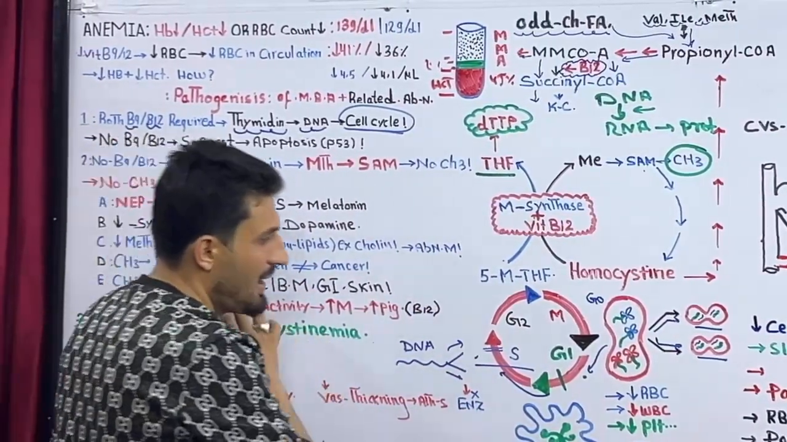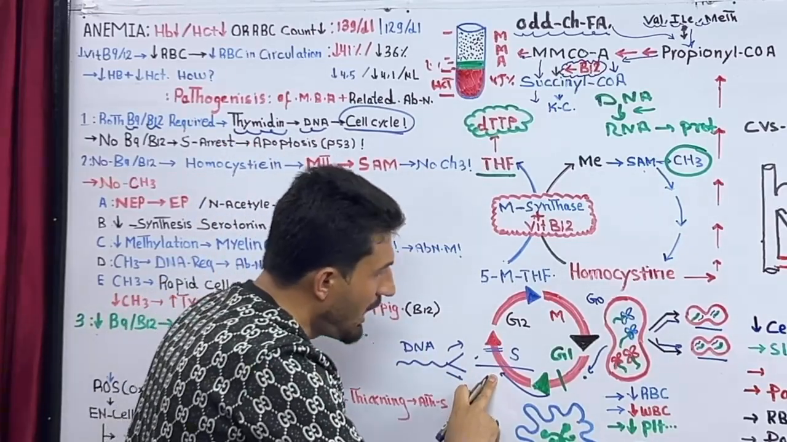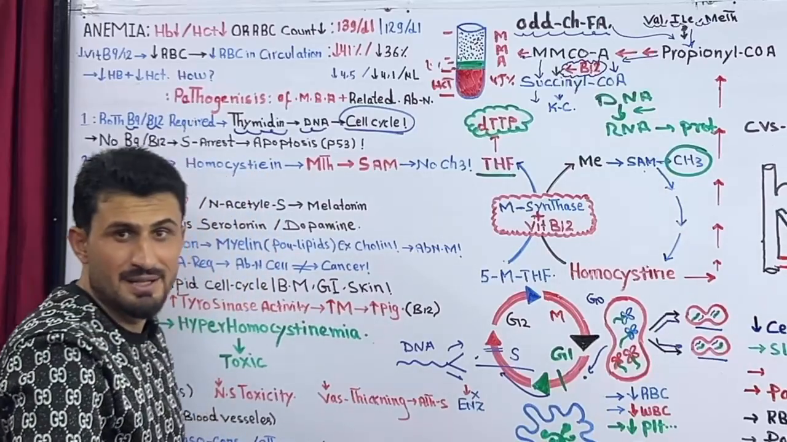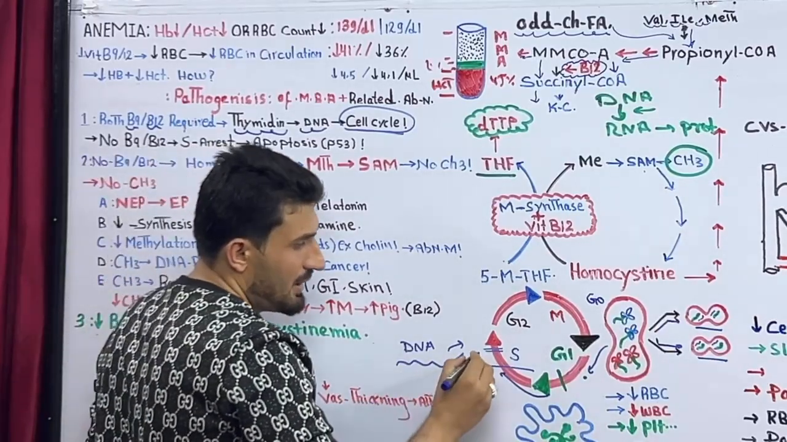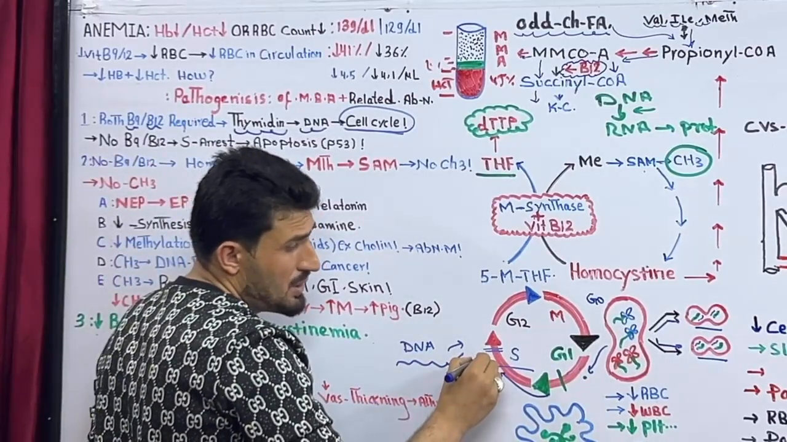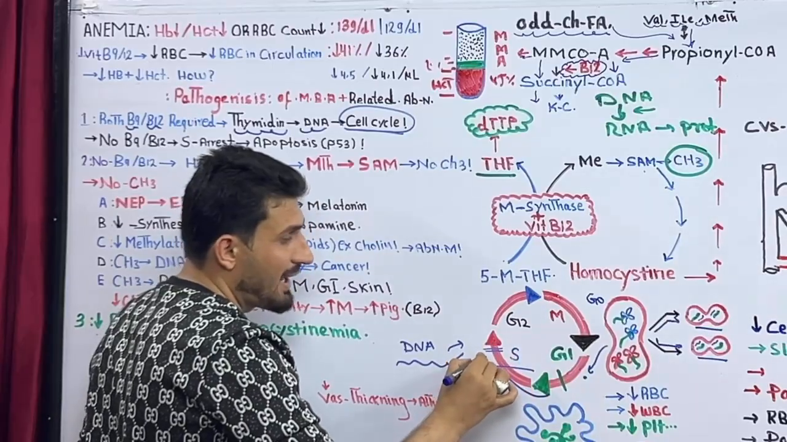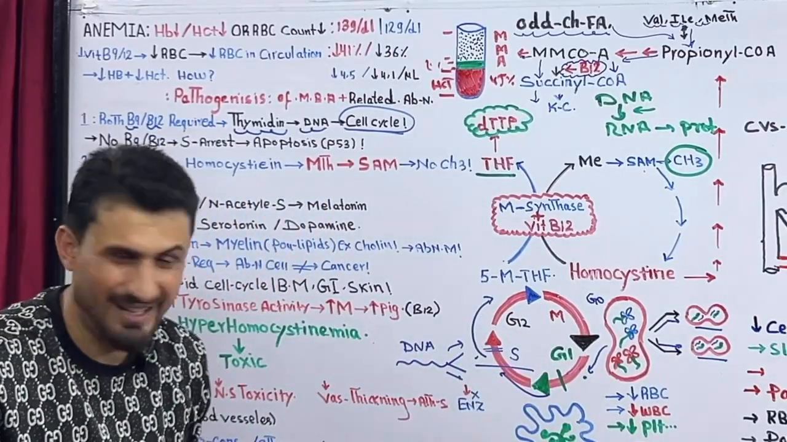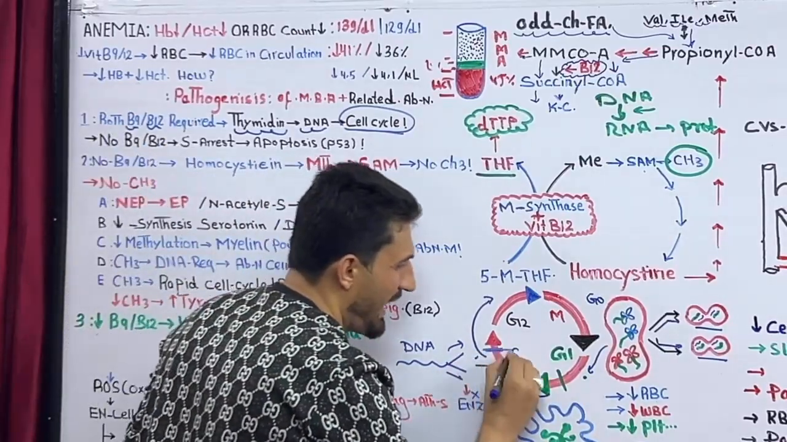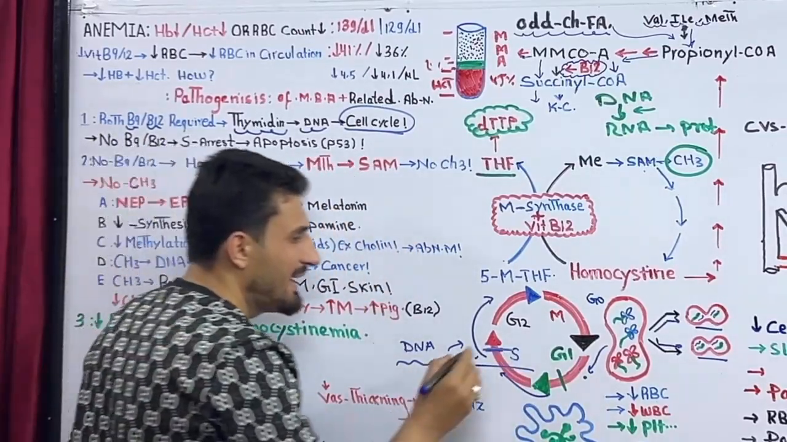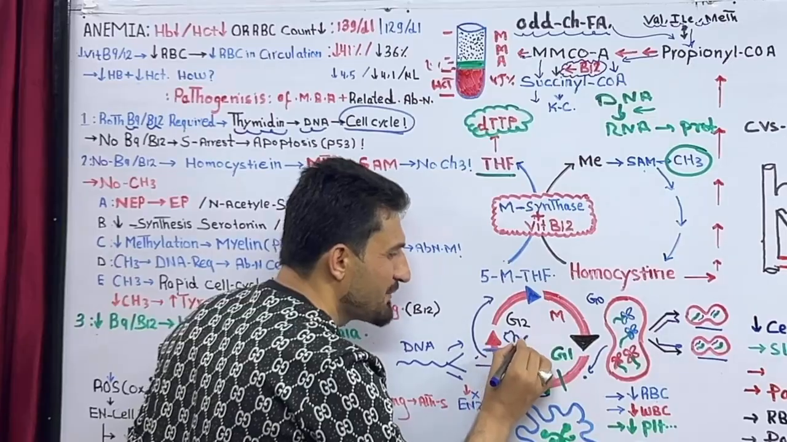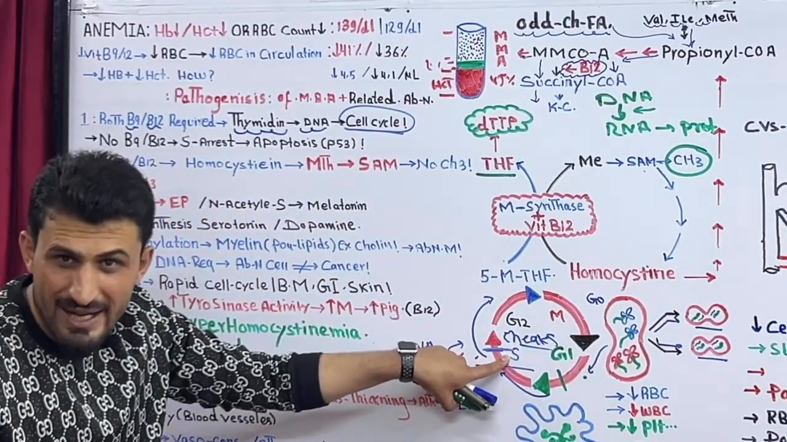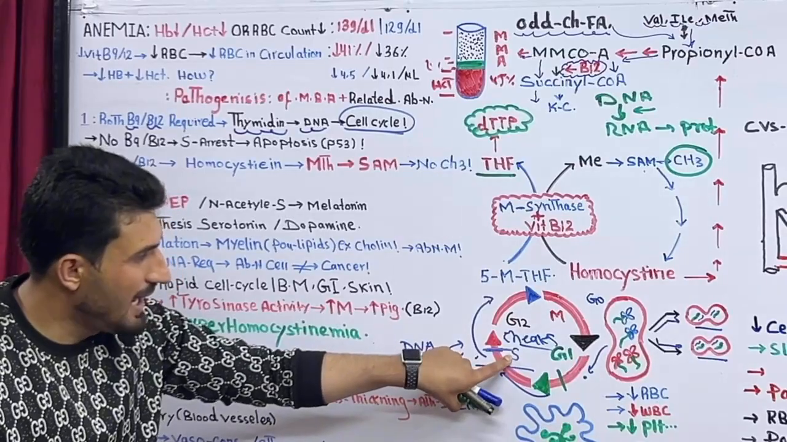And when I don't have enough thymidine, I cannot synthesize enough DNA. So if I don't make enough DNA, I cannot enter from S phase to G2 phase. Got it? Because here I have a checkpoint, and it checks my DNA, whether it is correct or abnormal.